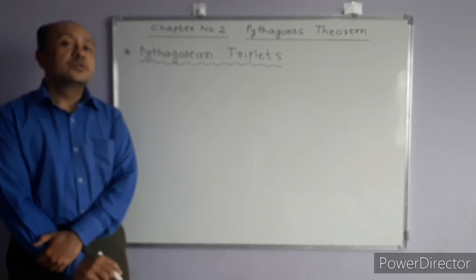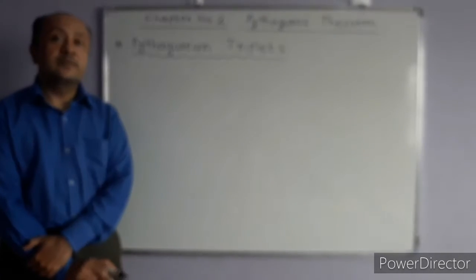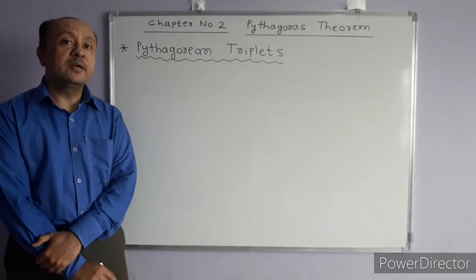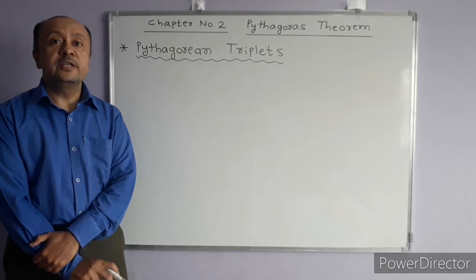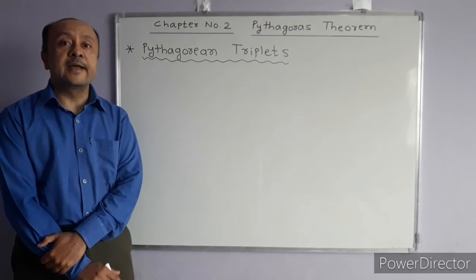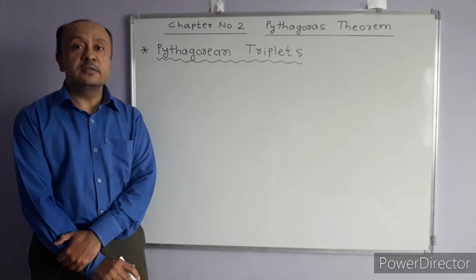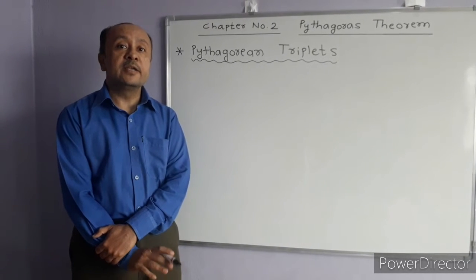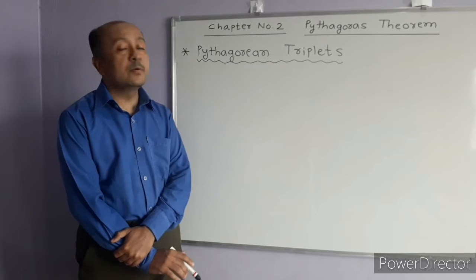Yes students, so the next concept of this chapter is Pythagorean triplet. So what do you know by triplet? Triplet means there are three numbers. So it is one side, other side and hypotenuse. Okay, so these are the three numbers. When three numbers we'll write in a bracket after giving the commas, so we'll get a Pythagorean triplet.